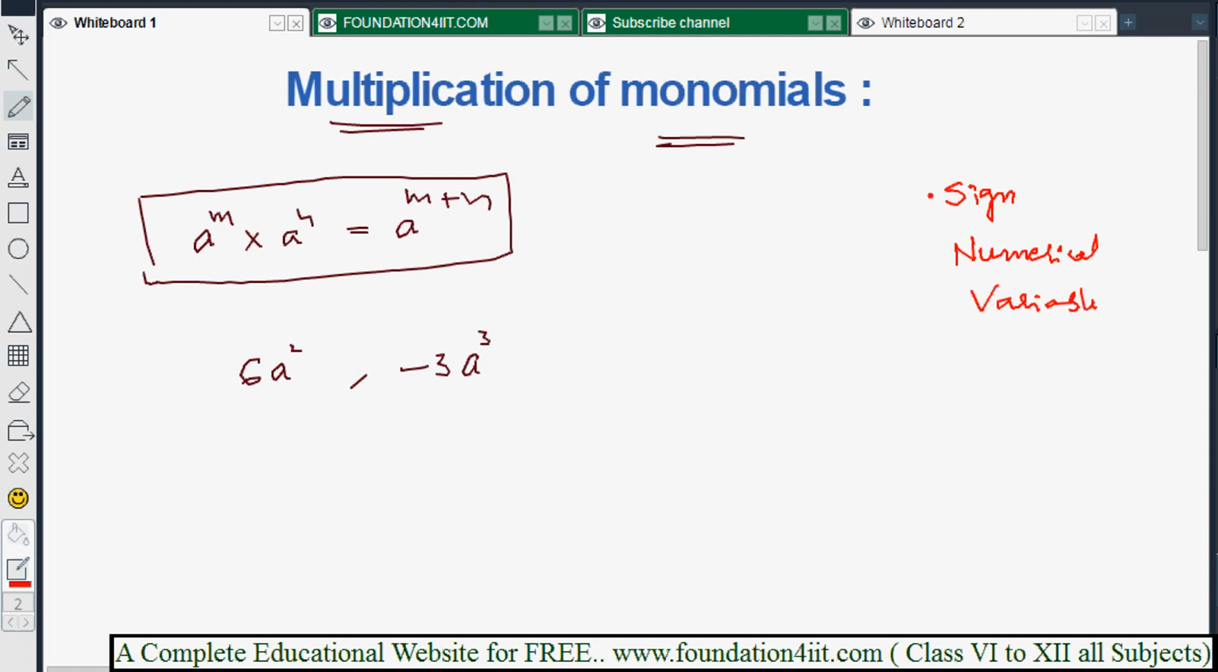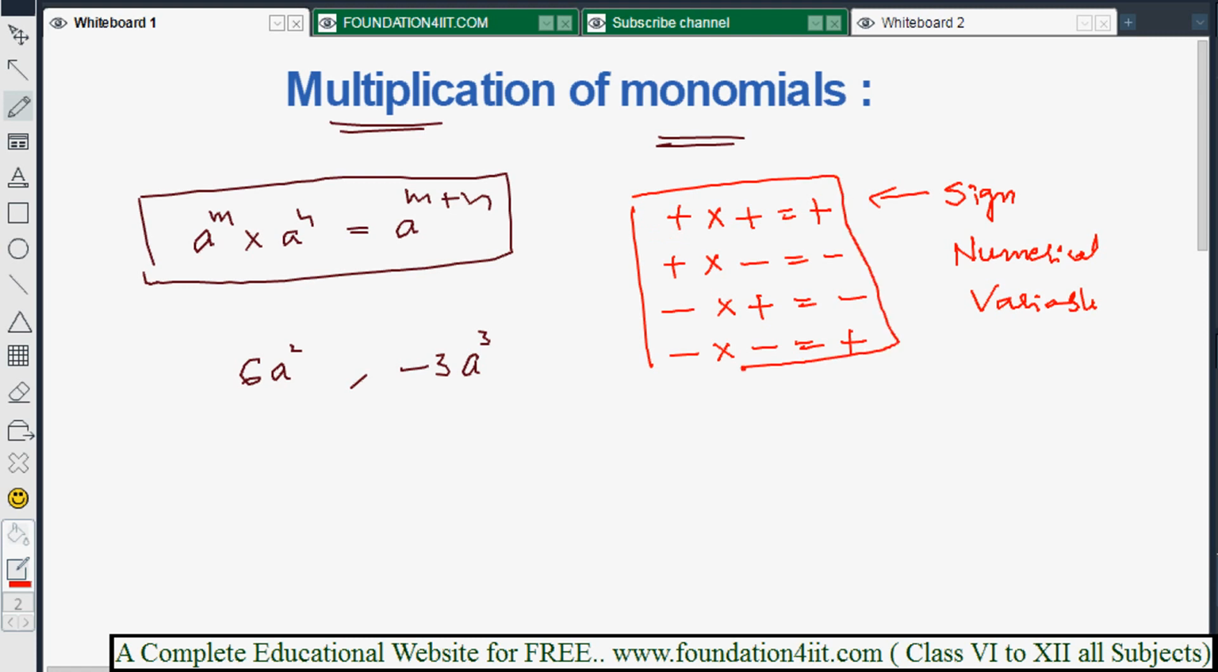First, when you want to multiply sign, you should know the four rules: plus into plus is plus only, positive; plus into minus is minus; minus into plus also is minus; and minus into minus is equal to plus. Remember these to multiply the sign. Now when you see this problem, 6a square multiplied with minus 3a cube.